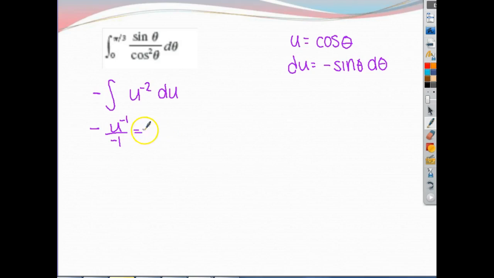So now, this would transform to 1 over u. What was our u? Cosine. And what did you say if you had changed the sines and cosines to tans and secants? Your answer was secant. What's 1 over cosine? Secant. So do you see how it actually still works, even if you change it to the u's? We're supposed to evaluate from pi thirds to 0 though.